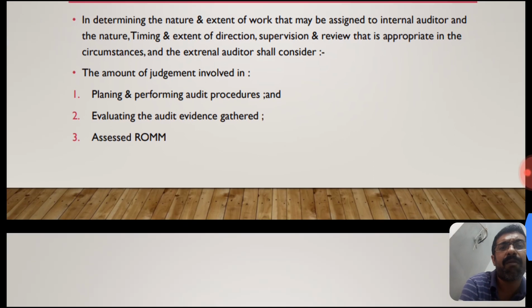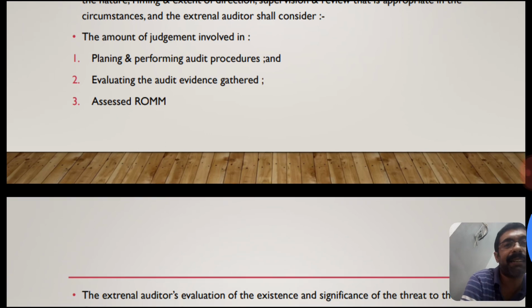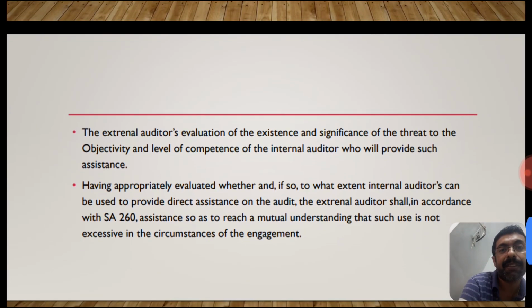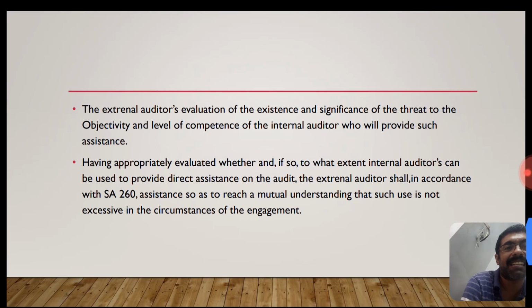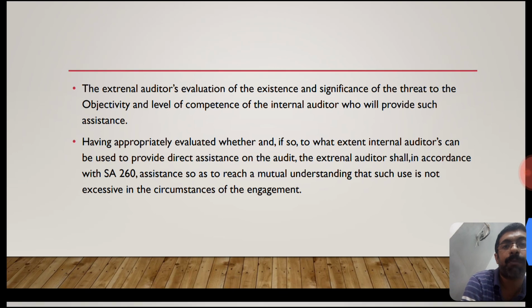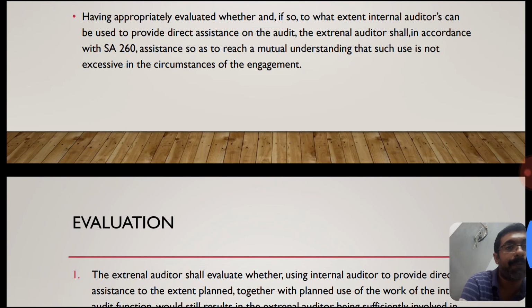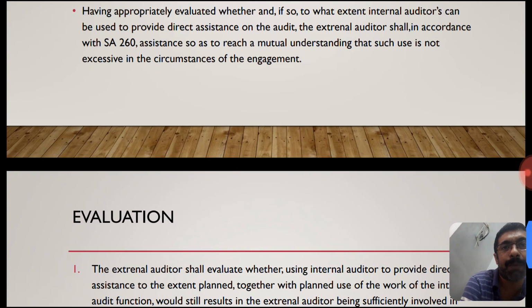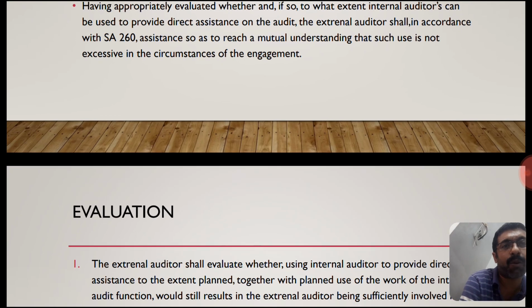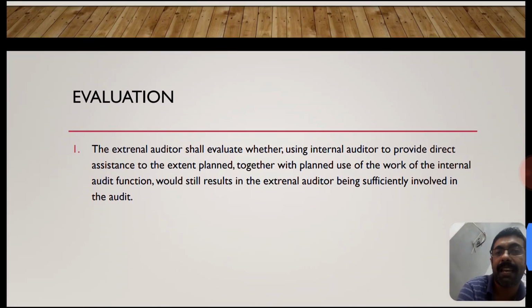the amount of judgment involved in planning and performing audit procedure, evaluating the audit evidence gathered and assessing the risk of material misstatement, the external auditor's evaluation of existence and significance of threat to the objectivity and level of competency of the internal auditor who will perform such assistance, having appropriately evaluated whether and, if so, to what extent the internal auditor can be used to provide direct assistance on the audit. The external auditor shall, in accordance with SA 260, communicate so as to reach a mutual understanding that such use is not excessive in the circumstances of the engagement.